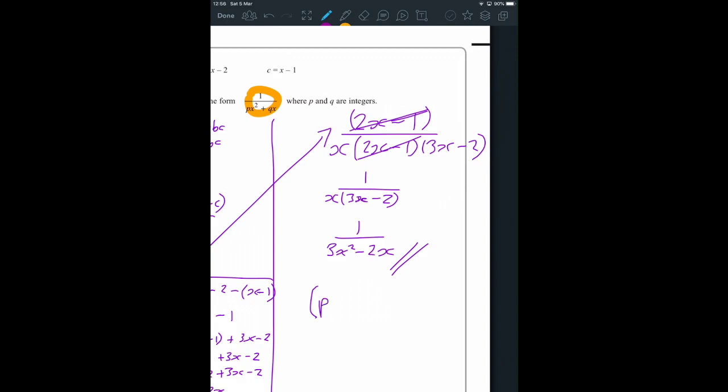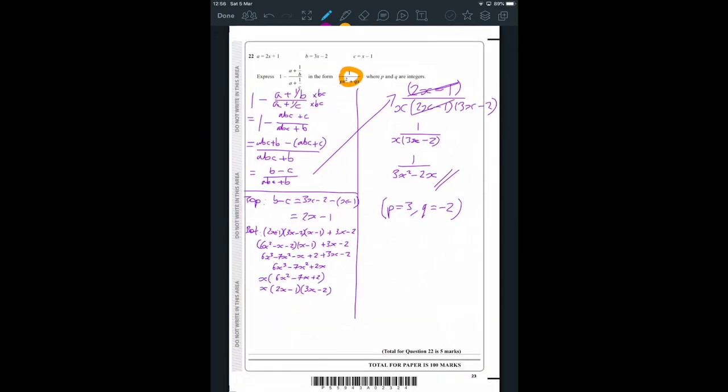Sometimes I like to just tell the examiner really explicitly what I've found out. So for their answer, they had px squared. I have 3x squared, so p is 3. They have plus qx. I've got minus 2x, so q is minus 2.